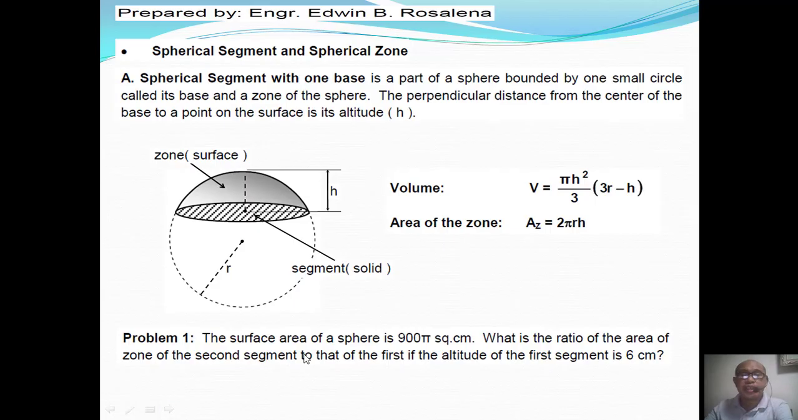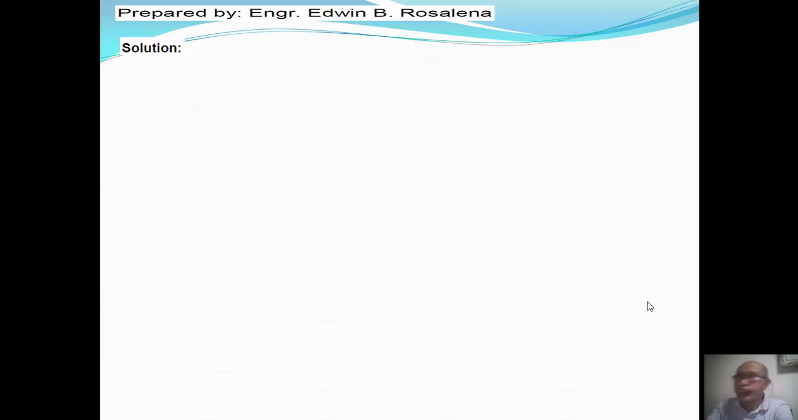The surface area of a sphere is 900 pi square centimeters. What is the ratio of the area of the zone of the second segment to that of the first if the altitude of the first segment is 6 centimeters? Okay. So, first, we can solve for the radius of the sphere.